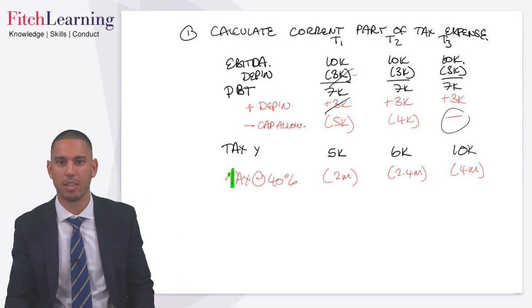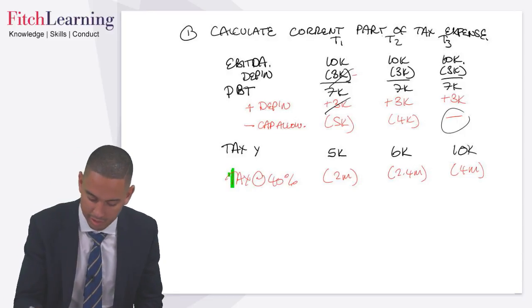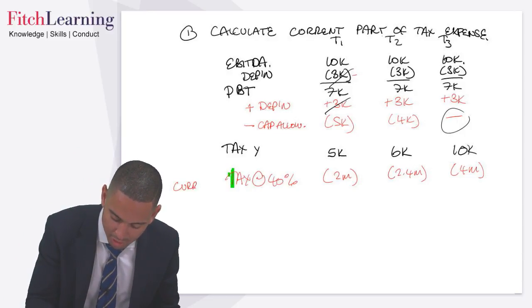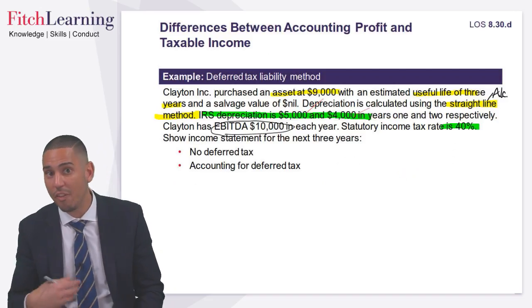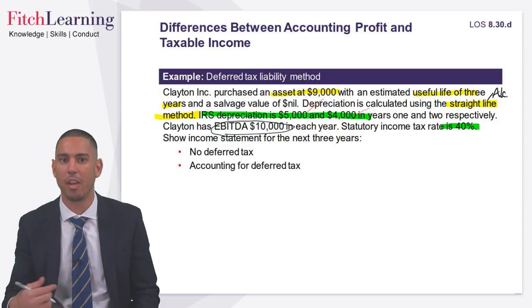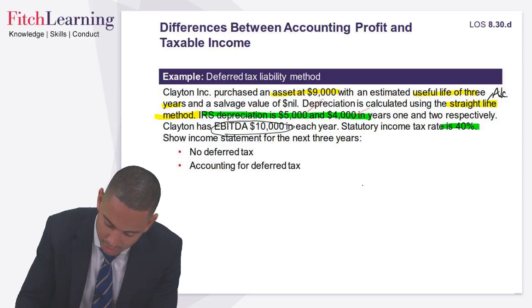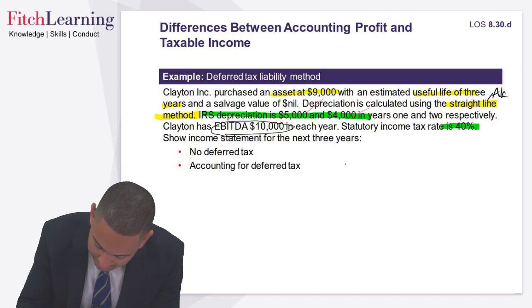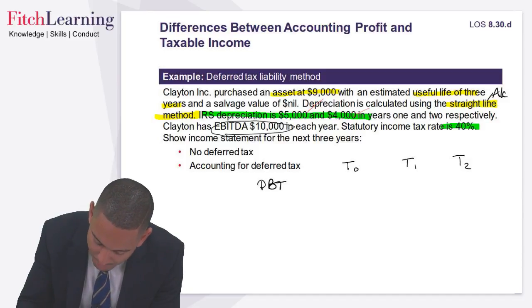Or 4 million. That is my current tax charge, and I'm going to write the term current up here. So if I'm now calculating what my effective tax rate is going to be, I'm going to take my accounting profits. So according to my accounts, let's go T0, T1, T2. I have profit before tax of 10k minus 3k.